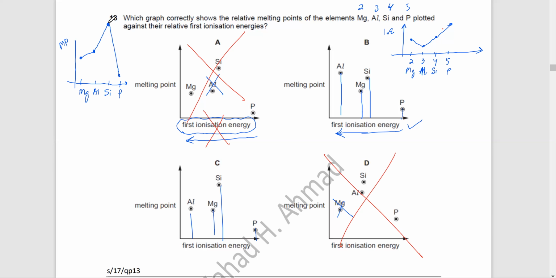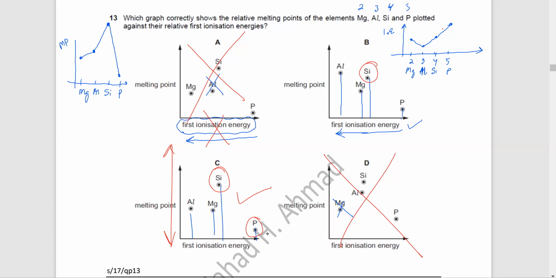And silicon should be at the top. Okay? So this is wrong because silicon is not at the top. So phosphorus should be at the bottom and silicon should be at the top on the vertical scale, which is the melting point scale. Silicon should have been at the top and phosphorus should have been at the bottom. So option C is definitely correct.